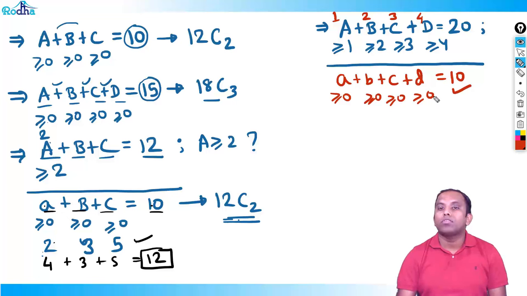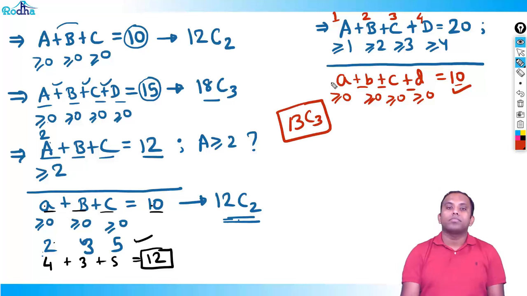So, how many cases? Very simple now. 10 zeros, 10 circles and 3 plus signs. So, 10 plus 3, 13 C3. So, 13 C3 is the answer for this question. 13 C3. Right? I hope it is clear. It's a very good concept. It is clear, I think.